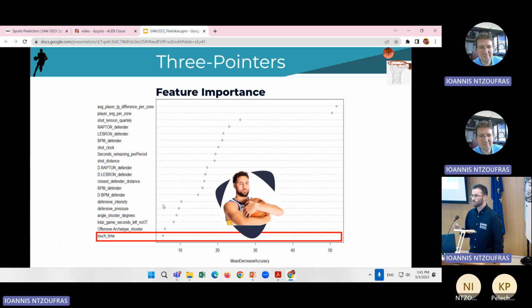What's interesting is that the least influential variable concerned the time a player held the ball before shooting. A real-life example is Klay Thompson, a three-point specialist, who was able to score 60 points while holding the ball for just 90 seconds.